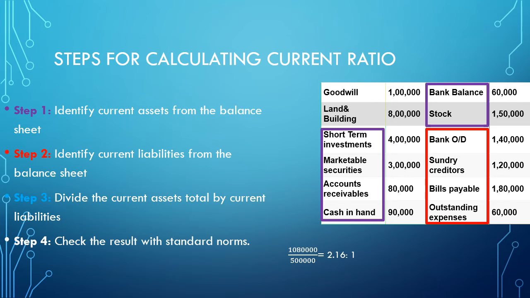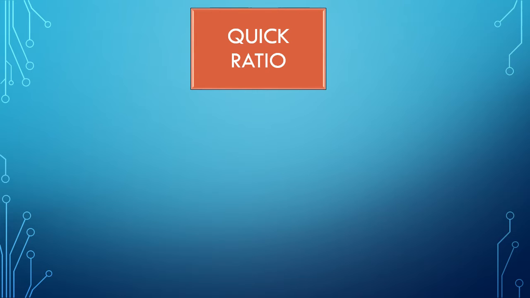But if it is more than 3:1 or 4:1, the liquidity position of the company is satisfactory, but the working capital or the short-term resources of the company is not utilized in a better way. So the ideal current ratio in technical terms we can say is 2:1 to 3:1, but literally we can say 2:1. If the current ratio is more than 2:1, the company is able to meet its liquidity position.